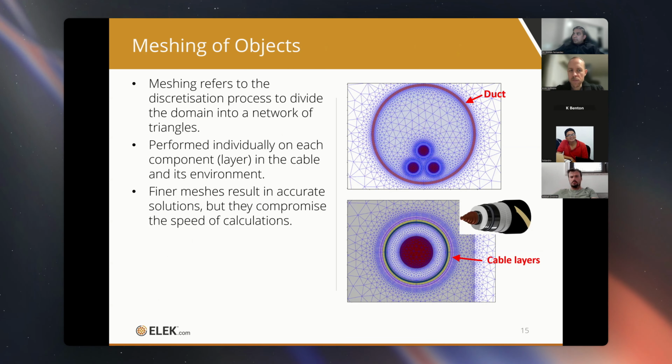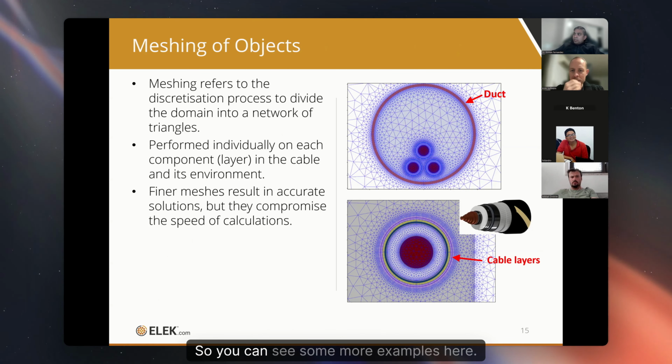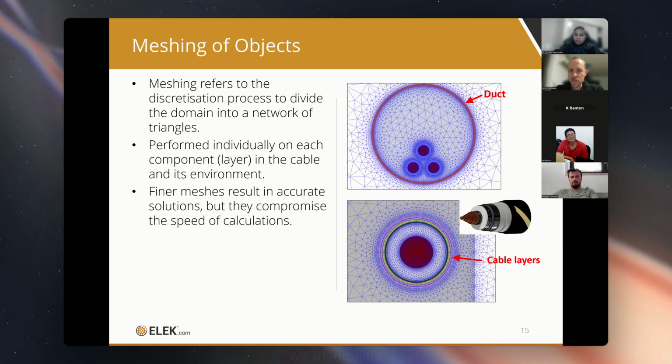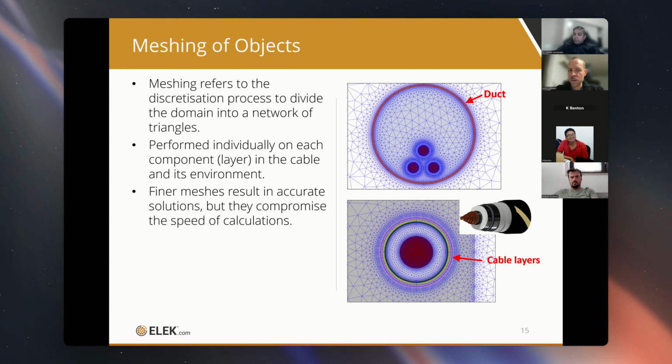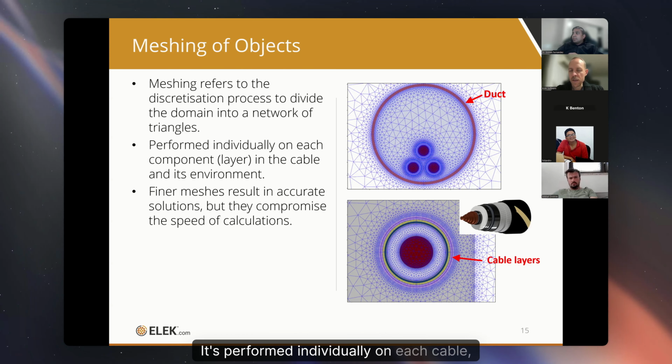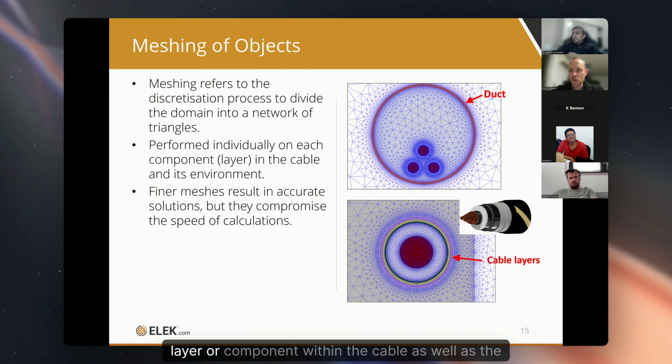So how do we mesh the objects? You can see some more examples here. The meshing is fully automated. We triangulate or discretize the environment. We subdivide the domain into a network of triangles. It's performed individually on each cable layer or component within the cable, as well as the environment. You can see a duct here being meshed.